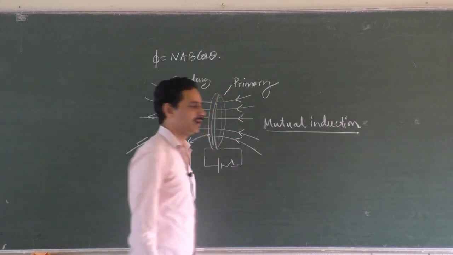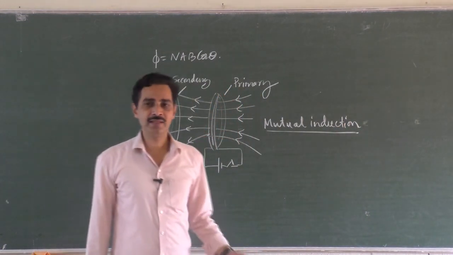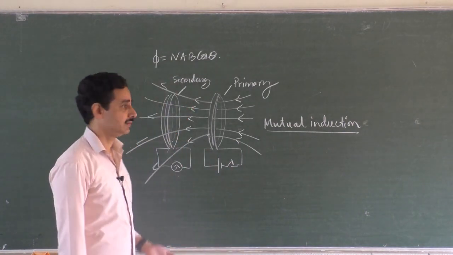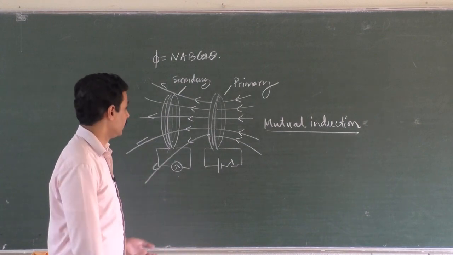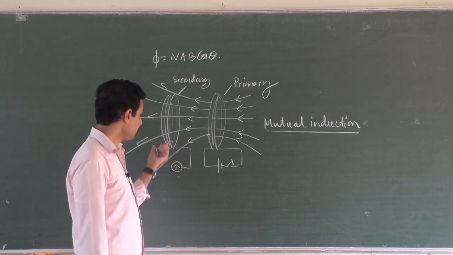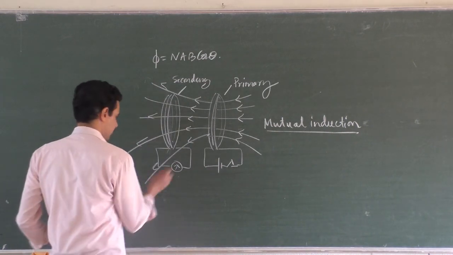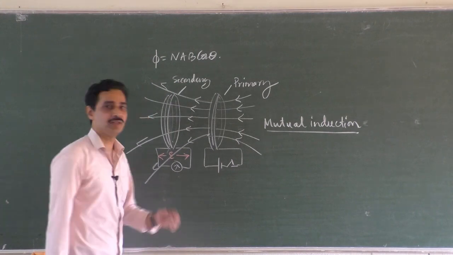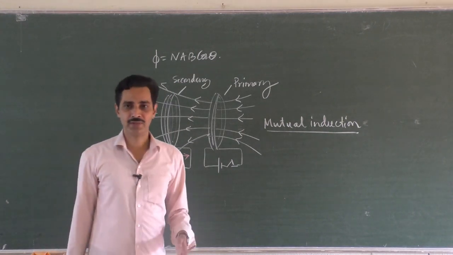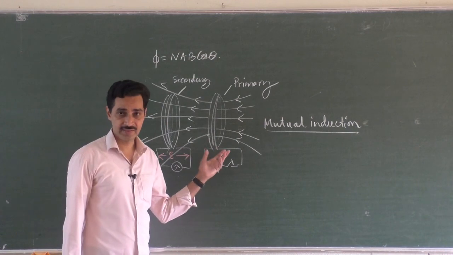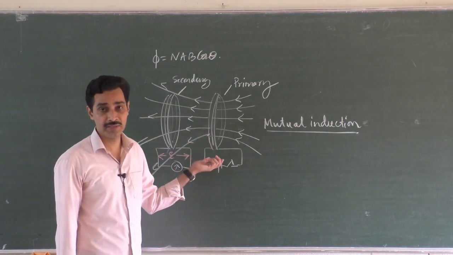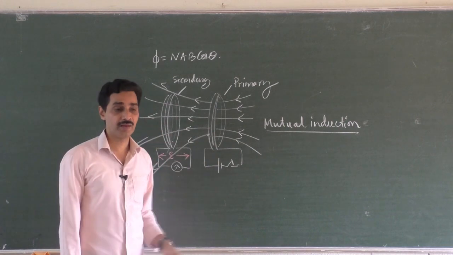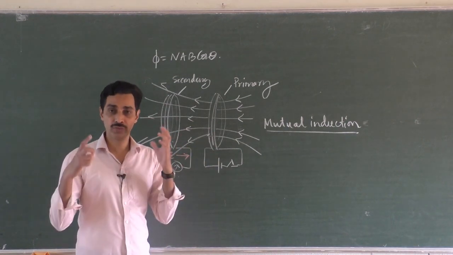What do you mean by mutual induction? The change in the magnetic field produced by one coil induces an EMF in the other coil. That is called mutual induction. So you will get an EMF here, and you will get an induced current also. The magnitude of the induced EMF depends on how fast the magnetic field is changing, how strong the magnetic field produced by the primary coil is, how many turns there are in the primary and secondary coils, and how much flux is linked, how close they are.